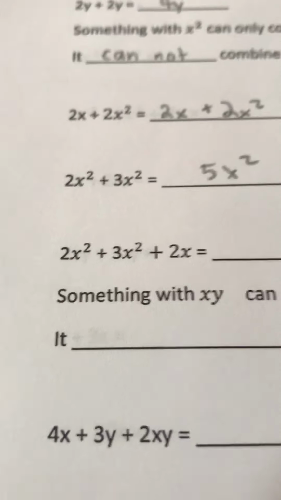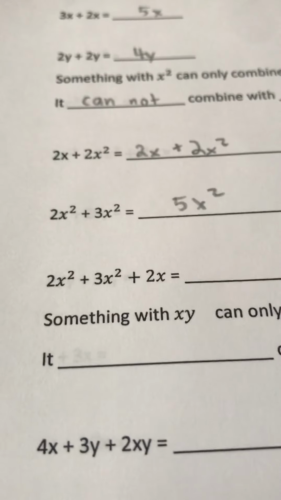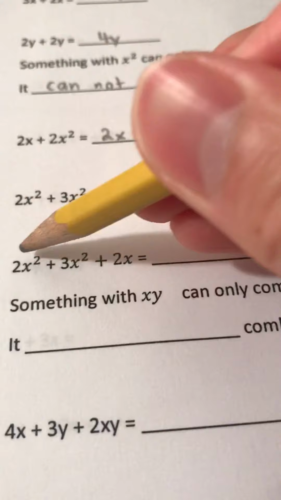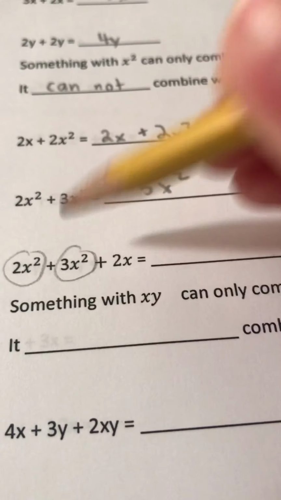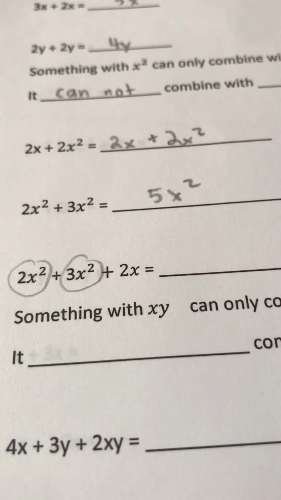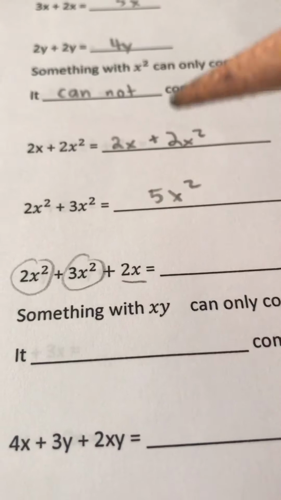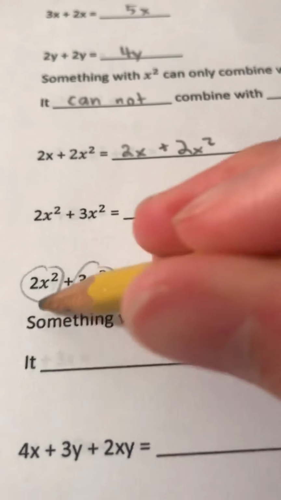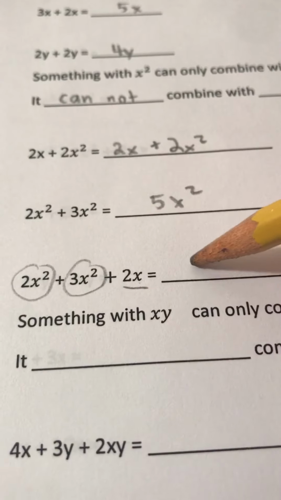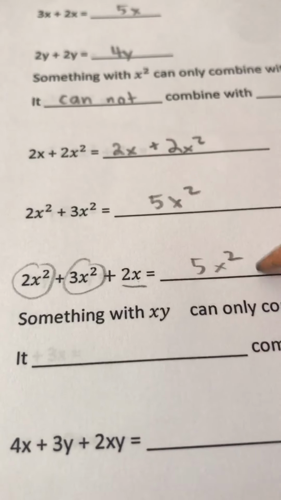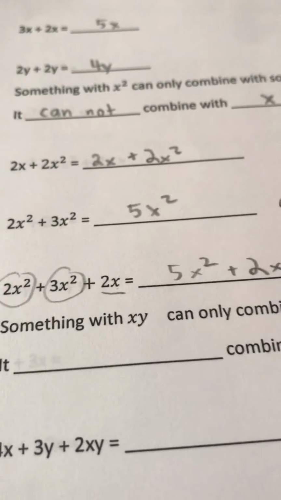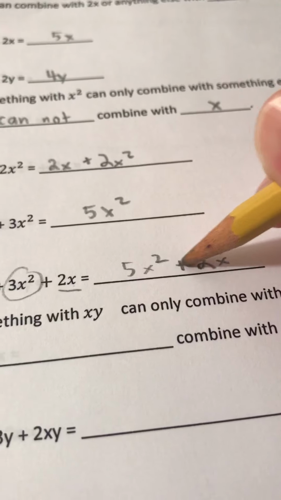Or let's take this example, 2x squared plus 3x squared plus 2x. So 2x squared and 3x squared are like terms, and 2x is not a like term, so it's just going to stay there, and these are going to combine. So 2x squared plus 3x squared is 5x squared, and we just leave that 2x there because it's not the same type.